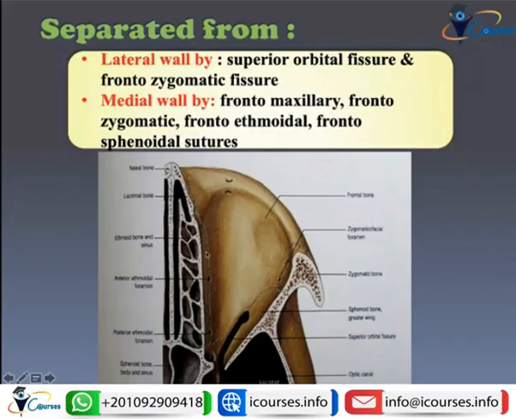While the medial wall of the orbit is separated from the roof by just fine sutures separating the different bones of the medial wall from the roof.